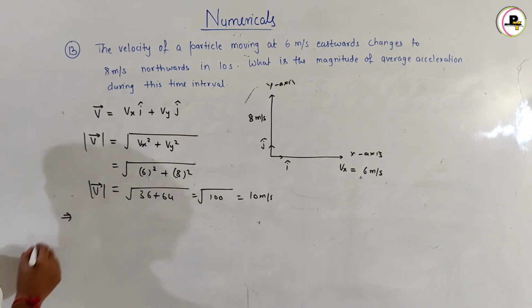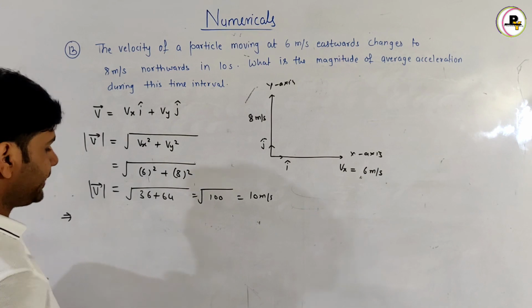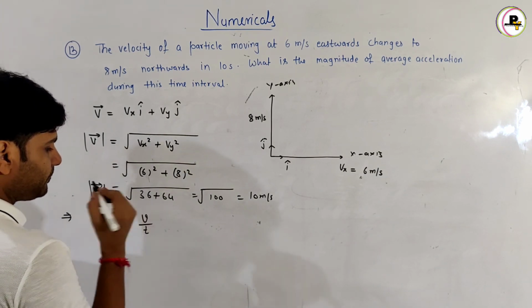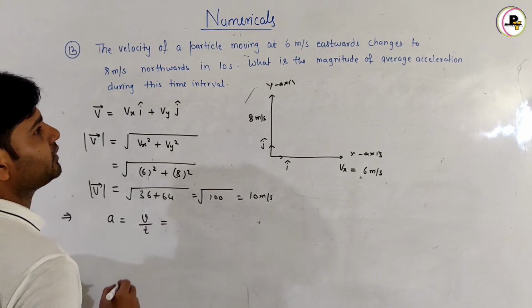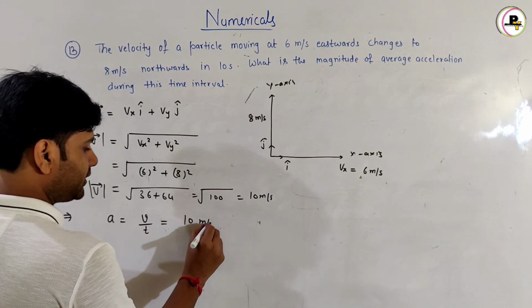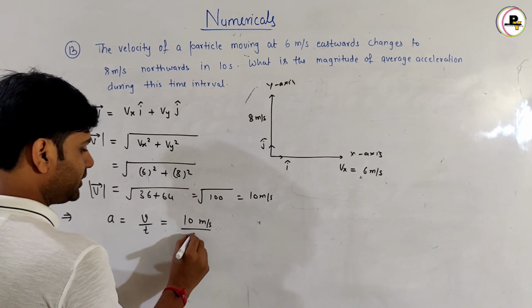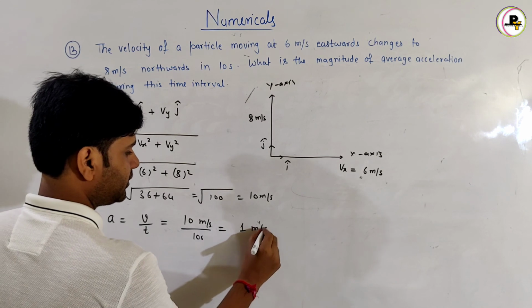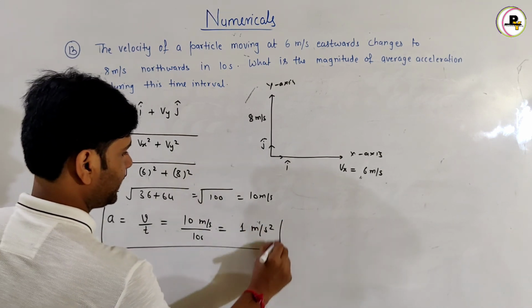So what do I have to find? I have to find the average acceleration. So average acceleration a is equal to v by t, and therefore I can write a is 10 meter per second upon the average time, which is 10 seconds, and I get 1 meter per second square. This is the average acceleration.